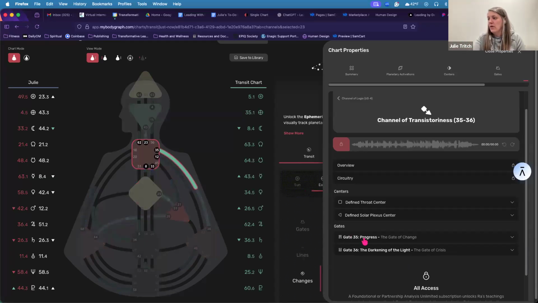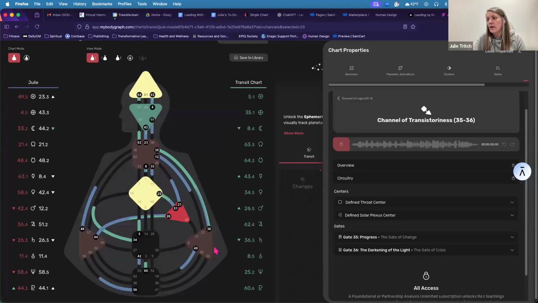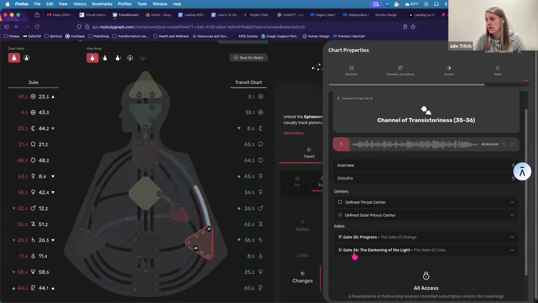So if you look here, gate 35 is the gate of progress, the gate of change. Gate 36, which is where it connects 35 to 36 or 36 to 35. So you see over here, gate 36, the darkening of the light, the gate of crisis. That sounds super interesting, right? So you could go to Google, you can go to ChatGPT, you could even find it somewhere here on the My Body Graph website, I'm sure of it. And you can figure out what these things mean and how it is that you are able to move in a different way that you don't normally move in.